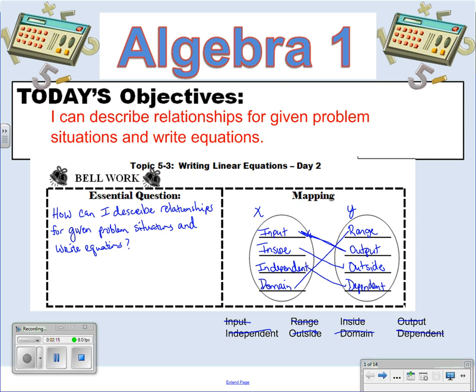When you fill in those words, you could have put them in any order. So with input, inside, independent, domain could go in any order as long as those 4 words are in that oval. Same with the y, range, output, outside, and dependent could have been put in any order as long as it includes those 4 words. But the main thing is making sure that when you draw your map, the input goes with output, inside with outside, independent with dependent, and domain goes with the range.